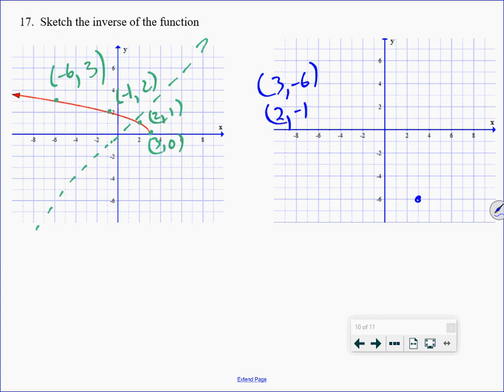2, negative 1. 1, 2. And 0, 3. And there's my inverse. And if I were to drag that over, you would see, sure enough, it is the reflection.